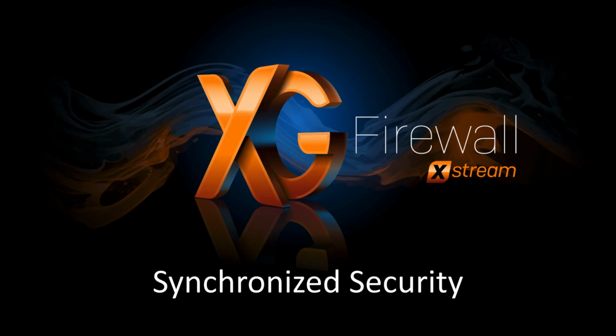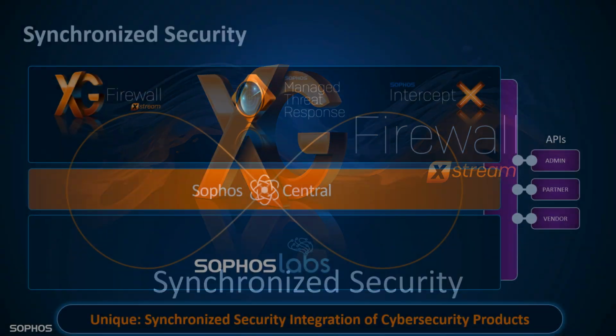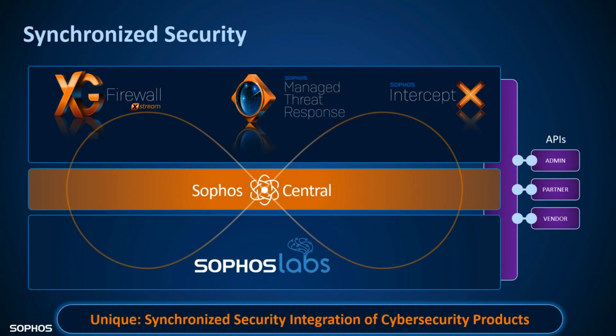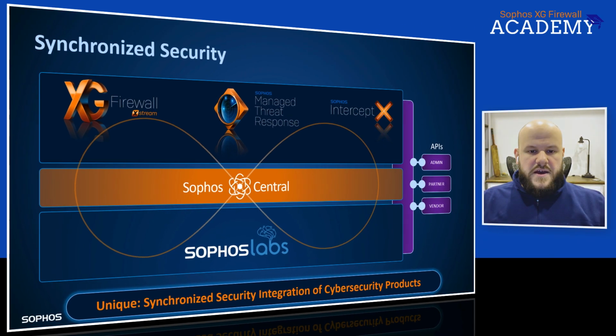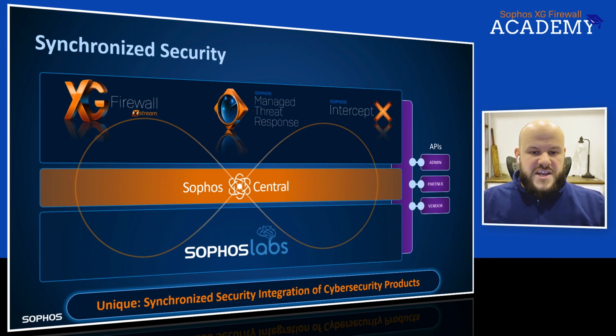Now let's talk about synchronized security. Sophos was the first vendor to integrate firewall and endpoint together to enable them to share information and automatically respond to incidents. This was a disruptive innovation in the industry, as many other firewall vendors have been scrambling ever since to integrate endpoint protection into the product lines with varying degrees of success.